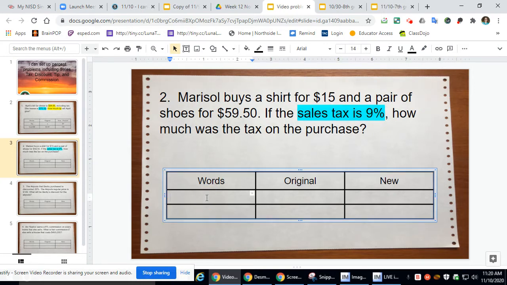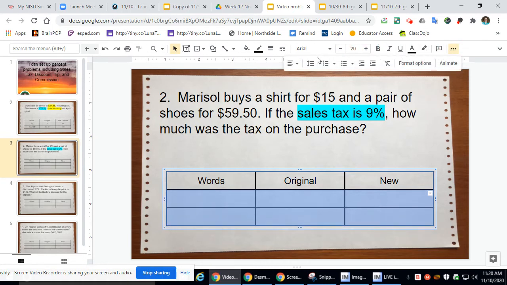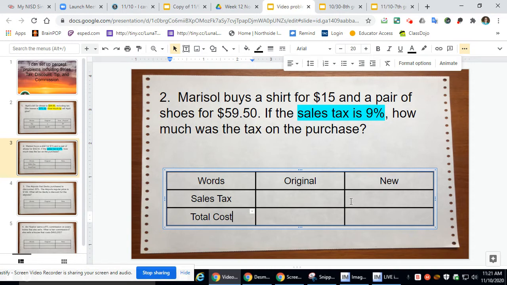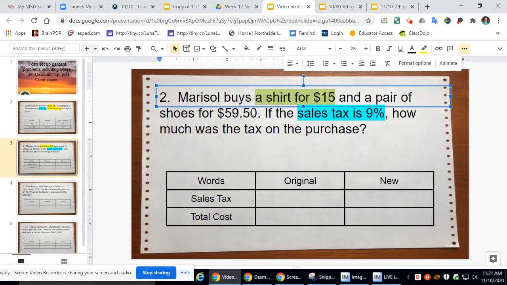All right, so we're talking about tax. I'm going to make this a little bit bigger for everybody to see, and then center everything. So sales tax, and then of course, how much we pay for everything, which is our total cost or purchase. I can see that I'm buying a shirt for $15, and I am buying shoes for $59.50.